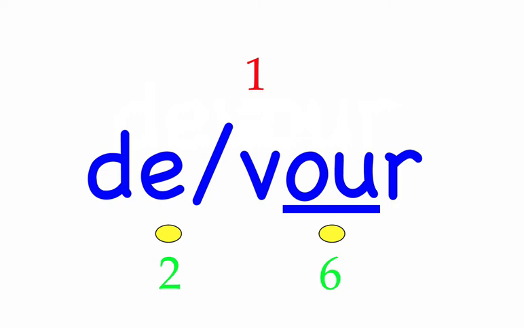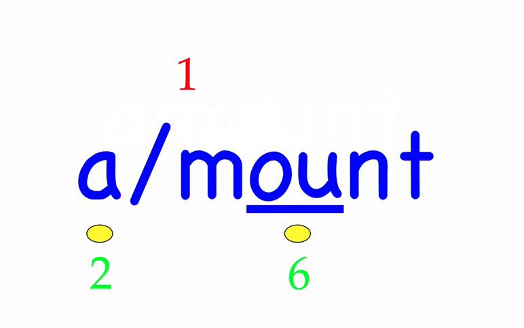Amount. What is the amount due? Amount. A has 1 sound. Mount has 4 sounds: M, ow, N, T. Amount. Mark the word. Amount.